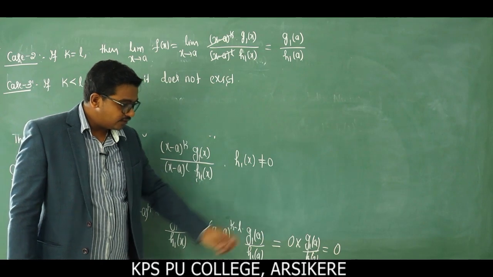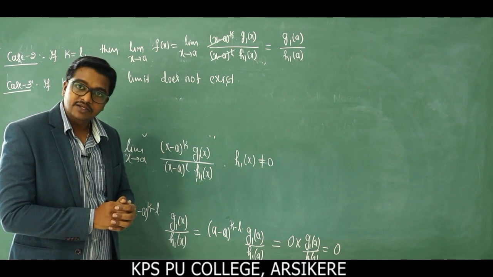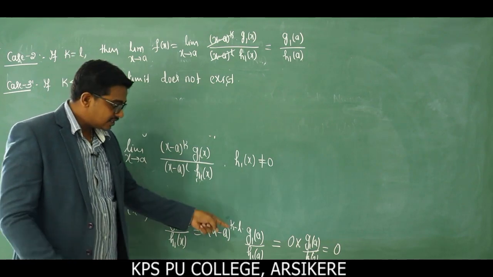Then g1 of a divided by h1 of a, we get some value, then 0 into anything is 0, we get 0 value. Understood, children? This is case 1.